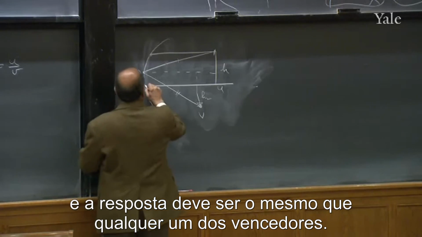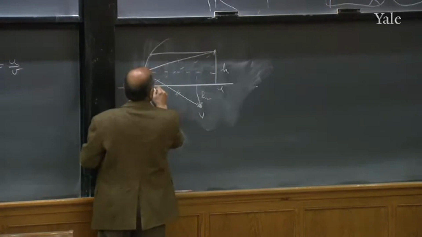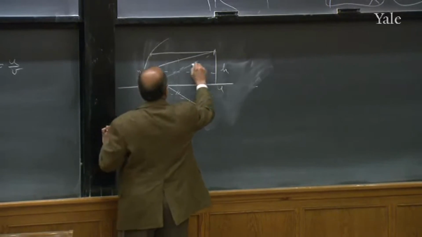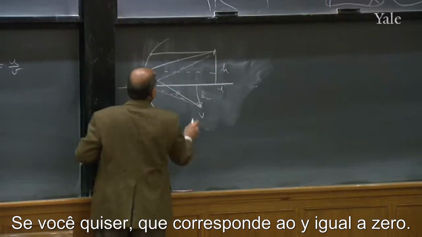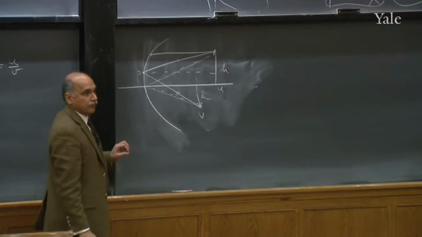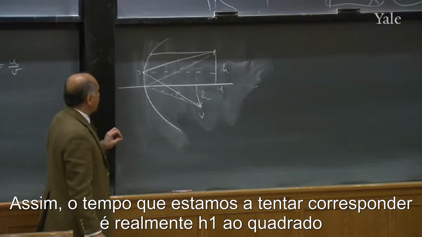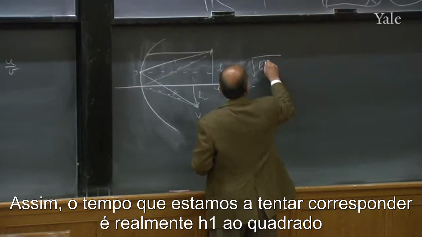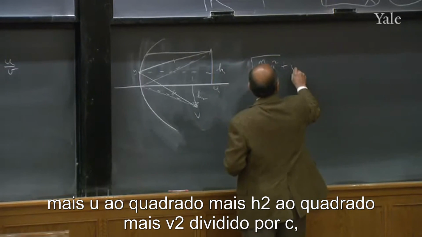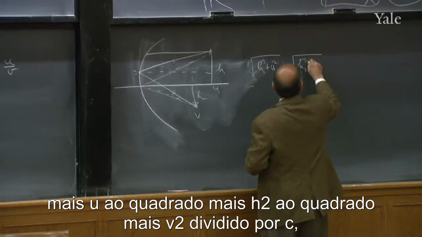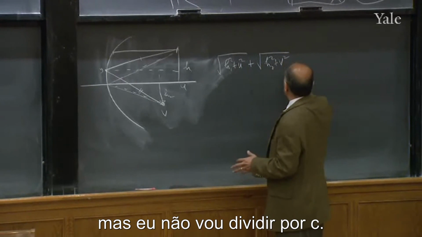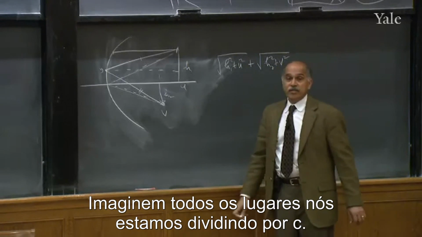The winner I want to take is this guy, which came like this, which I know is one of the least time. That, if you want, that corresponds to y equal to 0. So the time we are trying to match is really square root of h1 squared plus u squared plus square root of h2 squared plus v squared, divided by c. But I'm not going to divide by c. Let's imagine everywhere we're dividing by c.